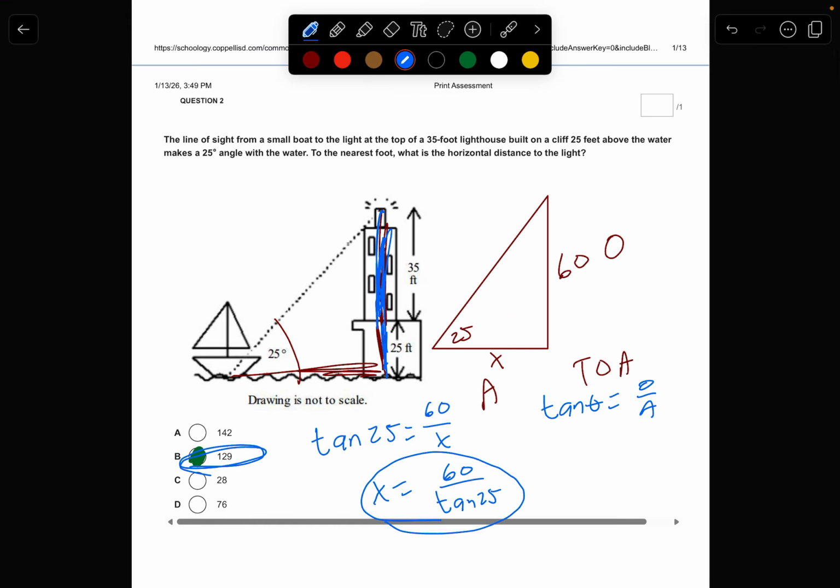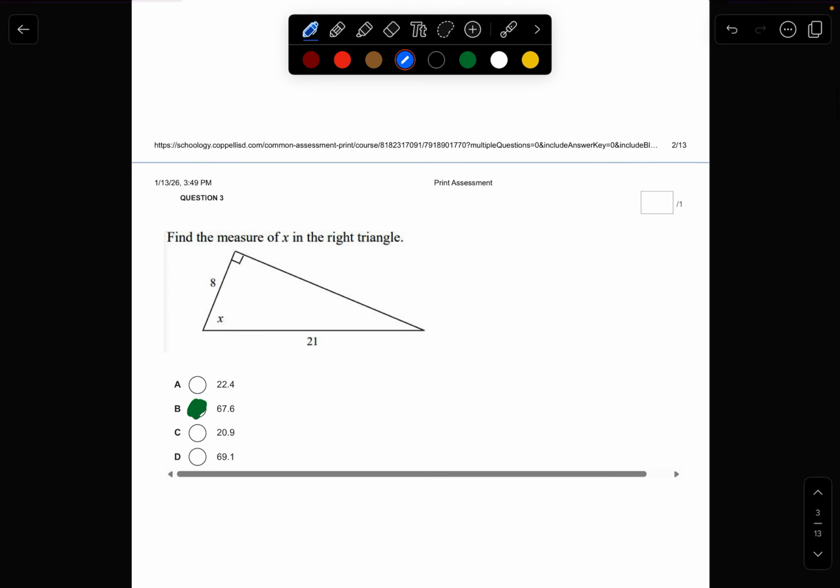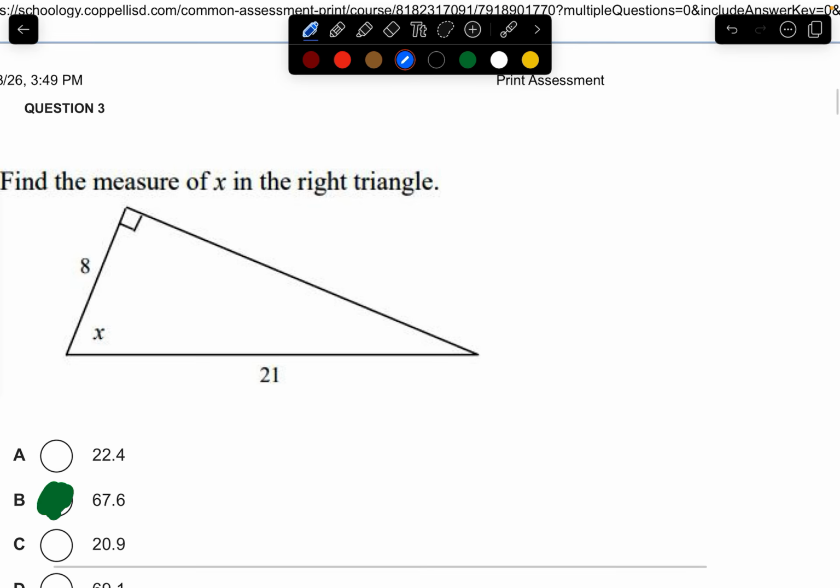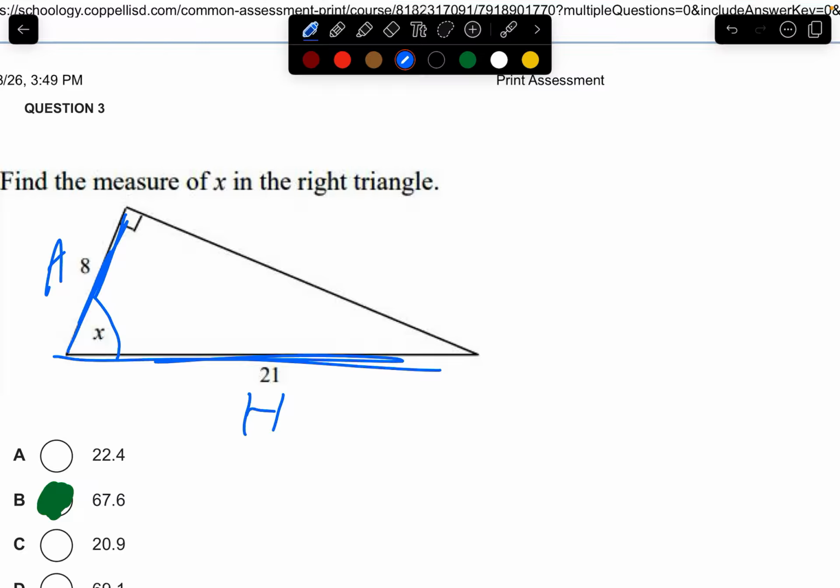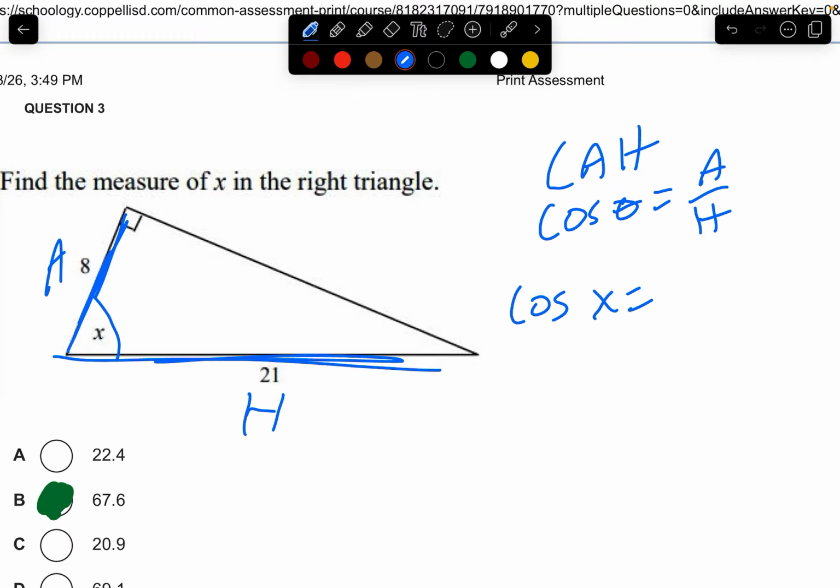Let's go. Find the measure of x in the right triangle. Love it. X is the angle this time. So there's the angle we're going to use. 8 is the adjacent side, and 21 is the hypotenuse. That's the CA part of SOHCAHTOA. The cosine of theta equals adjacent over hypotenuse. So in this question, the cosine of x equals 8 over 21.